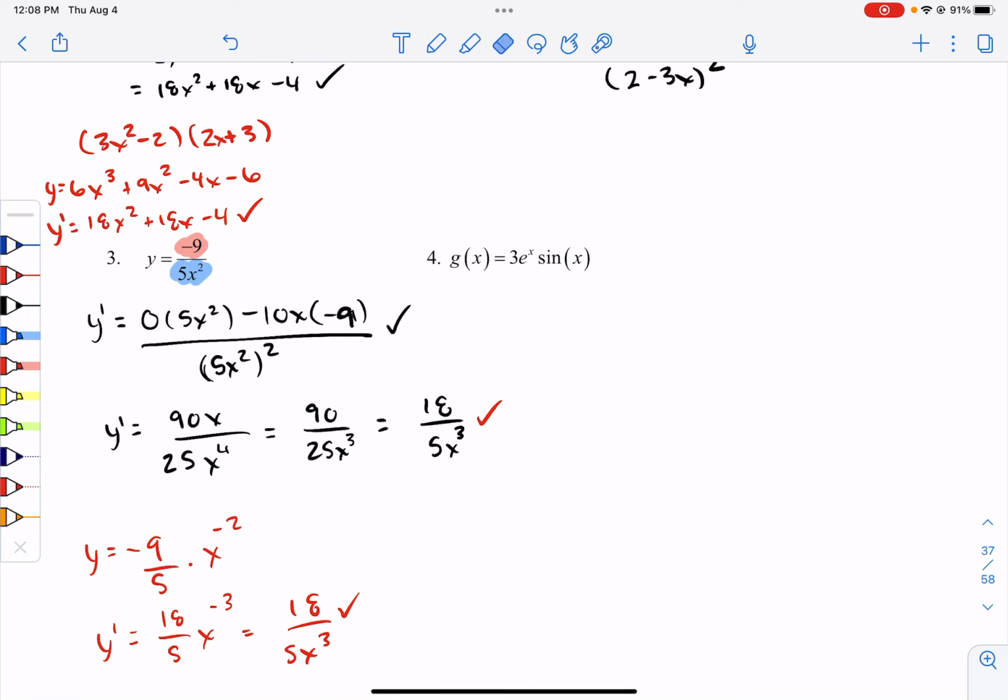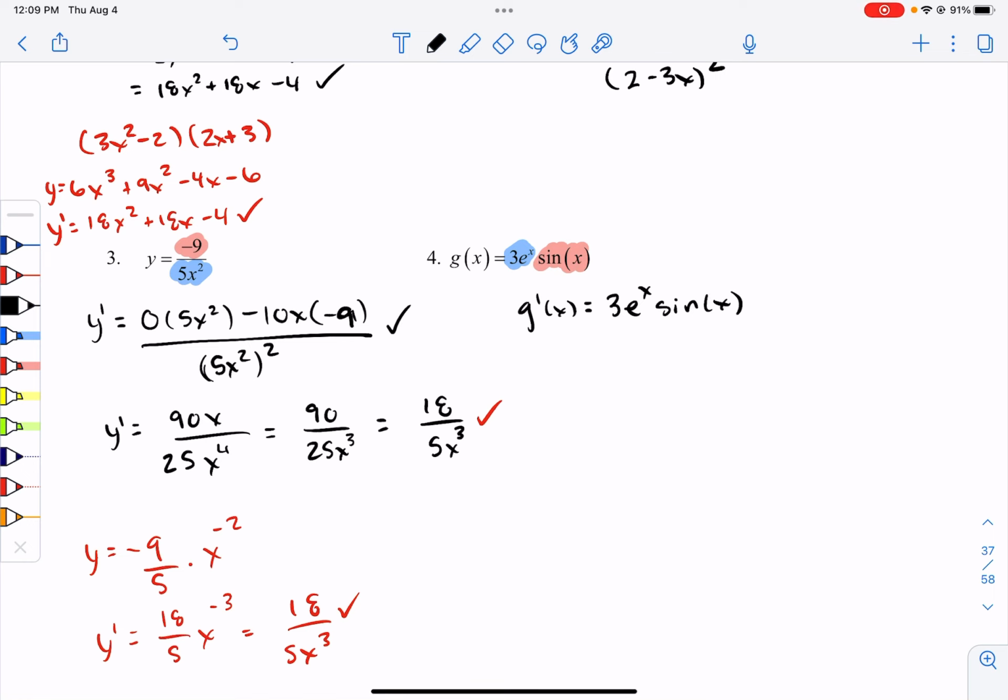All right, number 4, g of x equals 3e to the x multiplied by sine of x. This one might be a little bit hard to see the two different functions, okay? You've got 3e to the x, that's one function, and you have sine of x. So g prime of x, the derivative of the blue, that's just 3e to the x multiplied by the second one. Well, that's just sine of x. That's interesting.